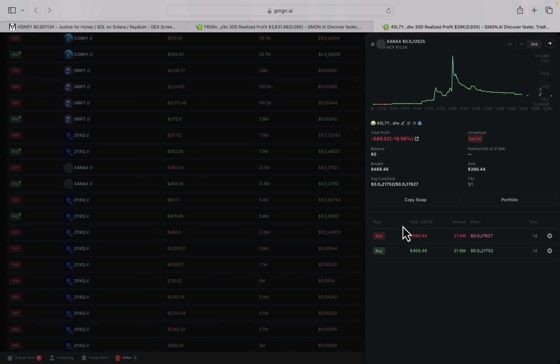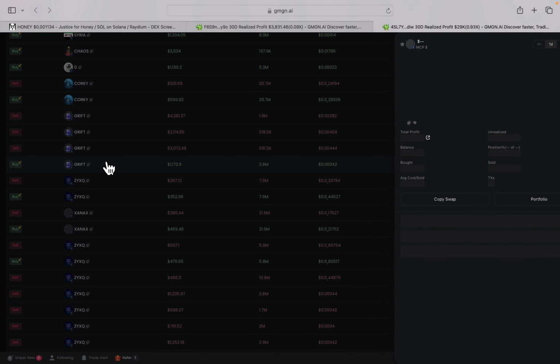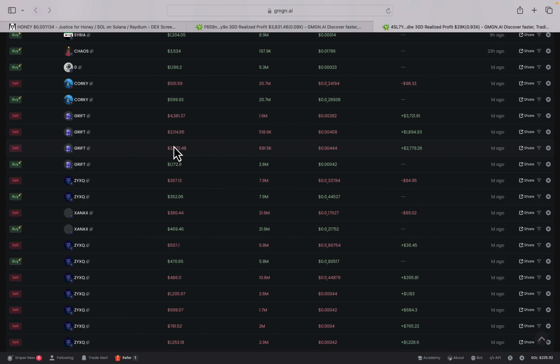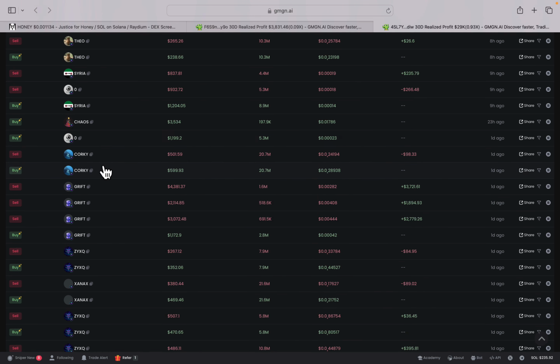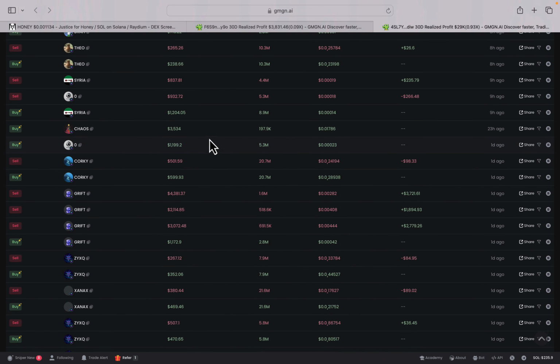Again, he bought another token. He lost money, but not much, $90. He bought this one. Oh my god, something around 8,000, and 8x. So yesterday he made 2 trades, very profitable. Let's check this one. He lost money, but not much. He put $600, but he lost almost $100.